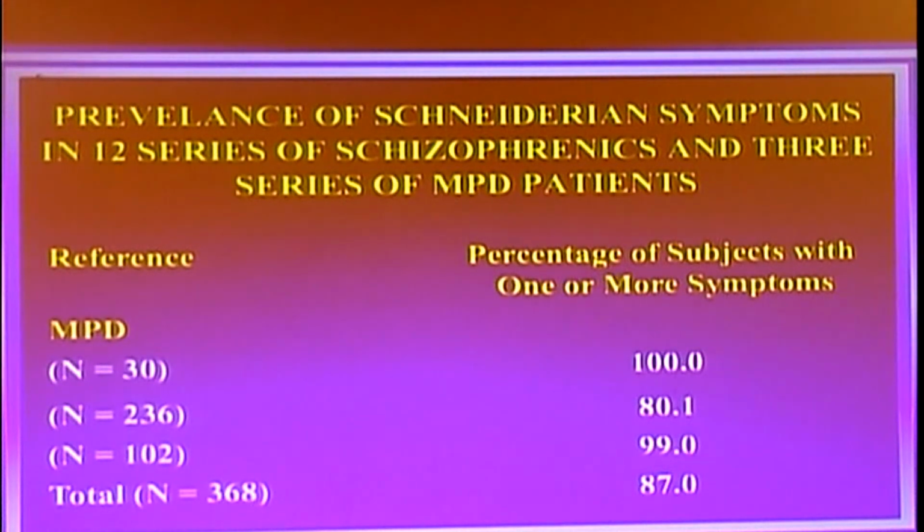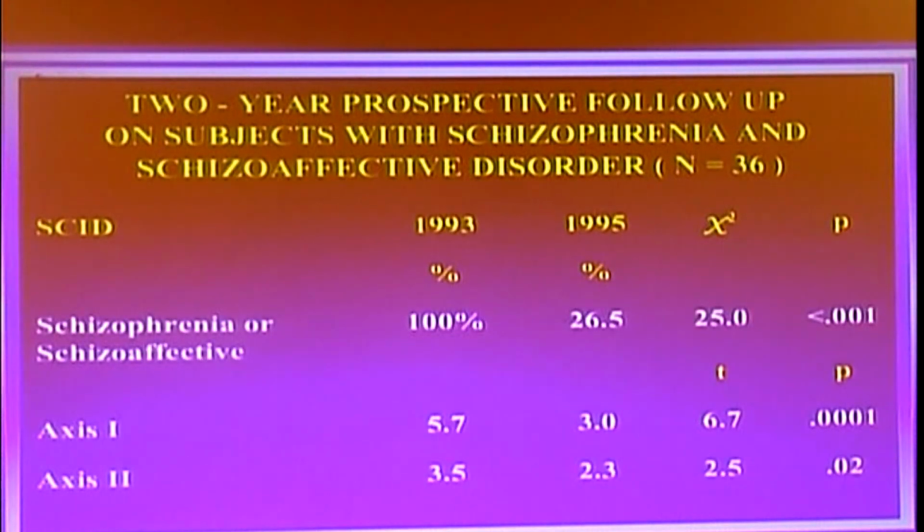Well, how about the 3 series of DID cases, totaling 368? 87% had one or more Schneiderian symptoms. Yet again, demonstrating that these so-called psychosis symptoms are more common in DID than in schizophrenia, which totally makes no sense whatsoever.